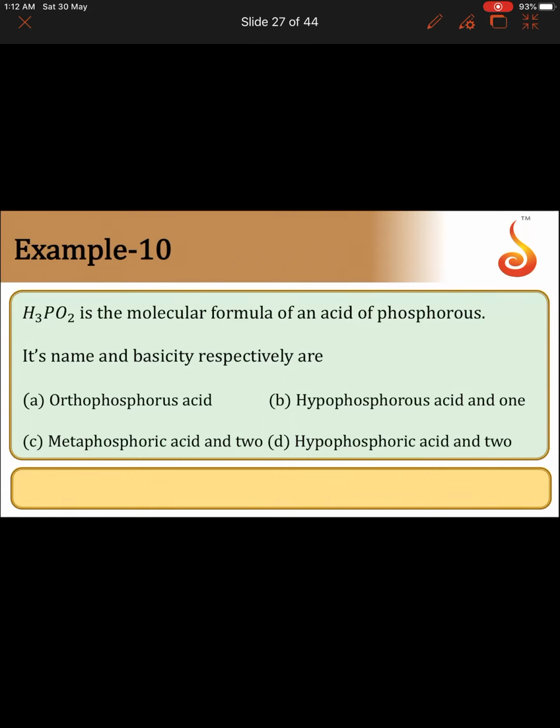H3PO2 is the molecular formula of an acid of phosphorus. Its name and basicity respectively are... We should remember that the name of the oxoacid of phosphorus, H3PO2, is hypophosphorus acid.